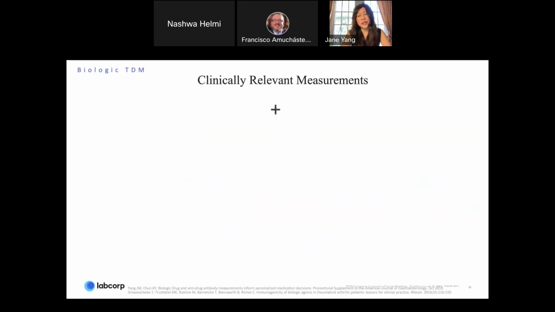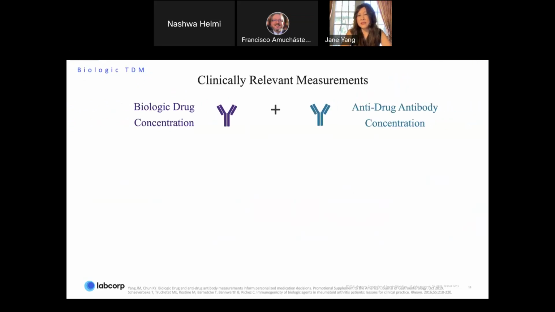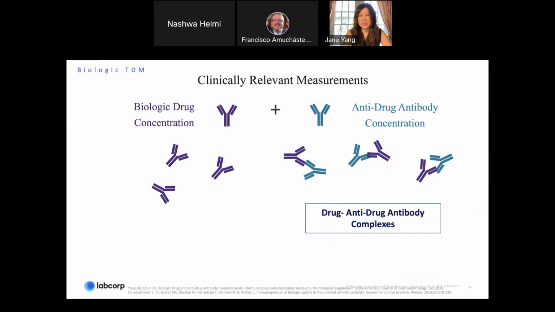Of course, like the drugs themselves, the biologic TDM measurements are complex, and as such, they're highly dependent on the laboratory's expertise. As mentioned, we always do the biologic drug concentration and another assay to evaluate the antidrug antibody concentration in tandem. So when a patient taking a biologic drug, as seen here in purple, develops antidrug antibodies, seen here in blue, these antibodies bind to biologic drug and form drug antibody complexes.